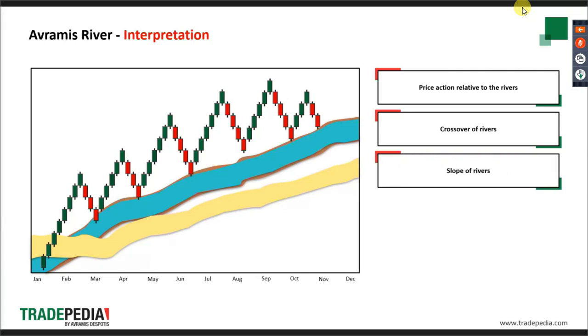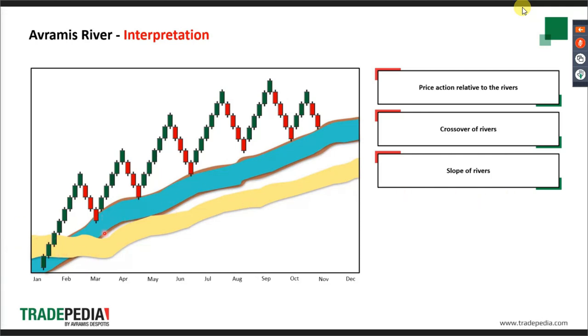We have crossovers of the rivers to tell you when a trend is changing. We have the slopes of the river, and what I mean by slope is the direction. So for example, these 2 rivers right now are heading upwards, so it's showing you an upwards trend. And when the gold river, which is the slower one, crosses over the fast one, it means that the trend has changed from downtrend to uptrend.